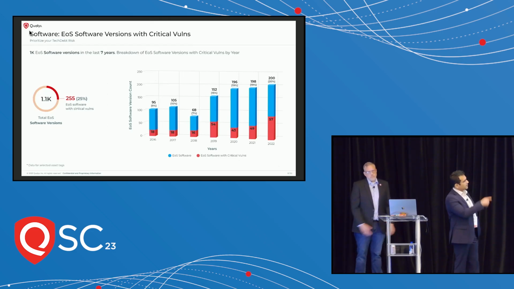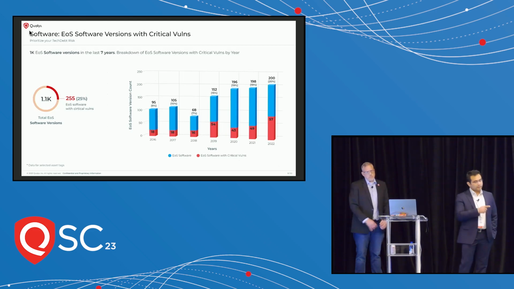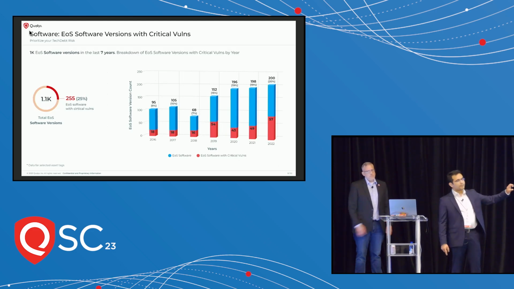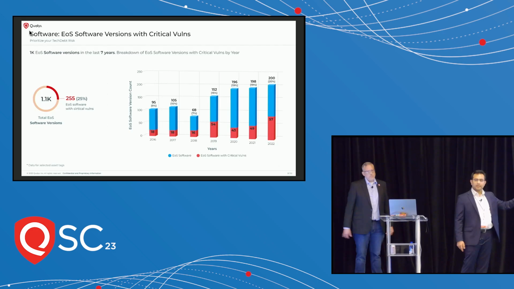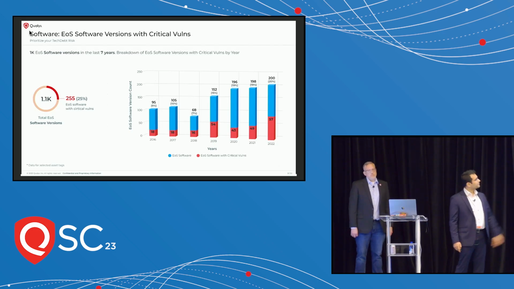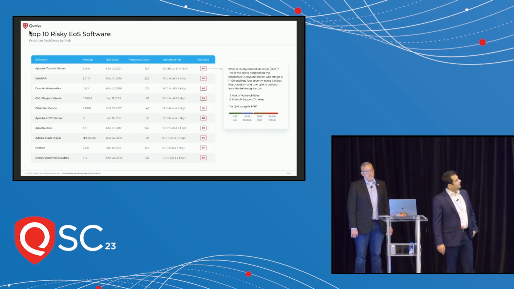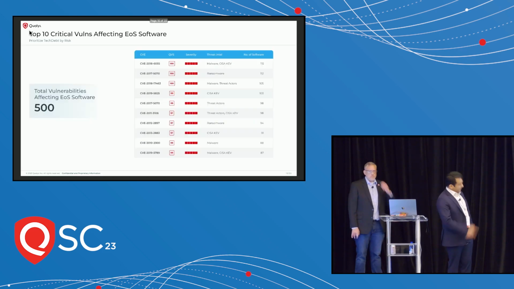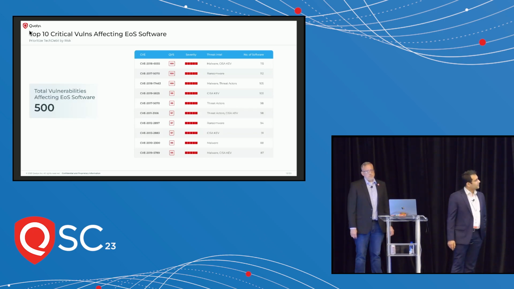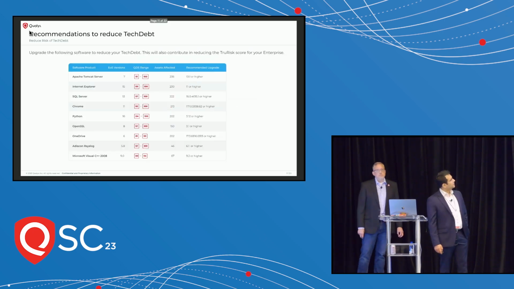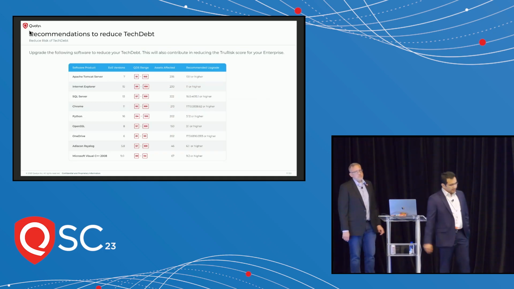So you can see how many end of support software are there and what percentage of those have critical vulnerabilities on them, right? This view shows the top critical vulnerabilities affecting end of support software, right? And then the recommendations.